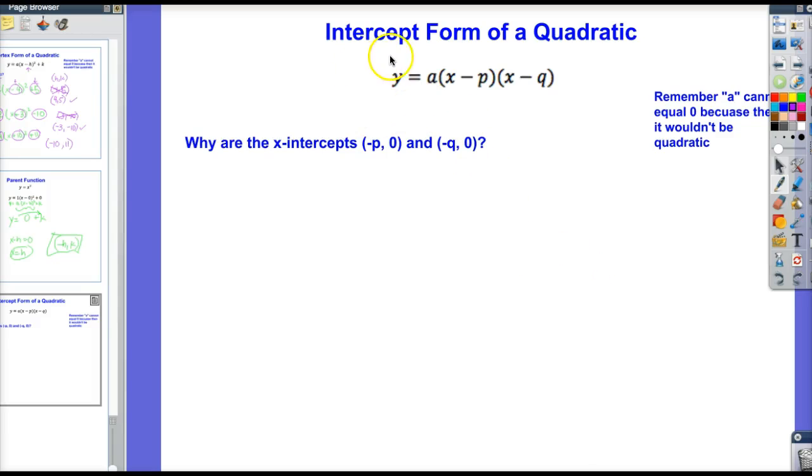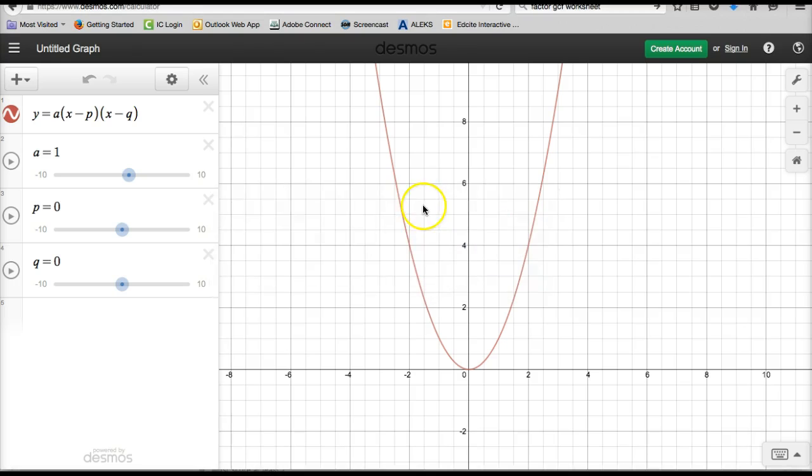So here we have intercept form of a quadratic. y equals a times the quantity x minus p times the quantity x minus q. We know that the x-intercepts are negative p, 0 and negative q, 0. But why? Why is it like that? This explanation is going to be a lot faster and easier to understand than the vertex form one we just did. So let's look at it real quick.